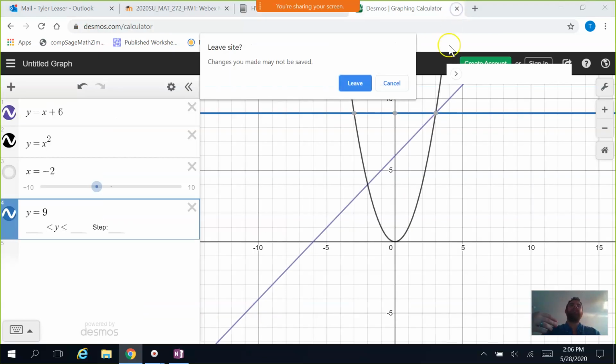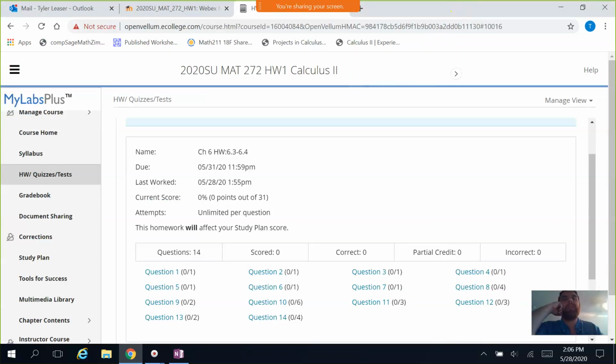Other than that, though, let's head out for the day, and we are going to have another one of these Tuesday at 6 p.m. So I hope you guys can make it to that one.